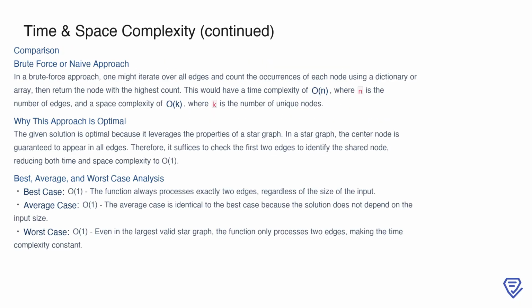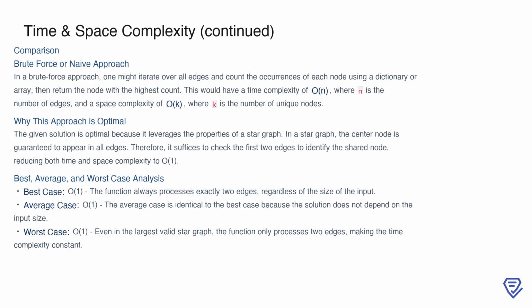When compared to a brute force or naive approach, this solution demonstrates its optimality. A naive approach might involve iterating through all the edges and counting how many times each node appears, perhaps using a dictionary or an array. Such an approach would have a time complexity of O(n), where n is the number of edges, and a space complexity of O(k), where k is the number of unique nodes.